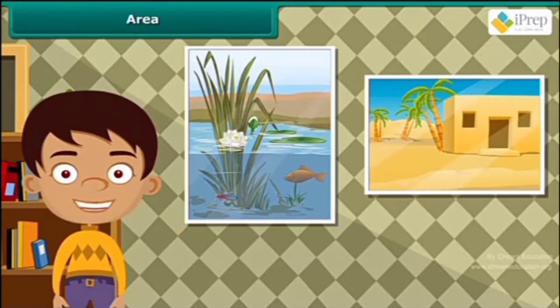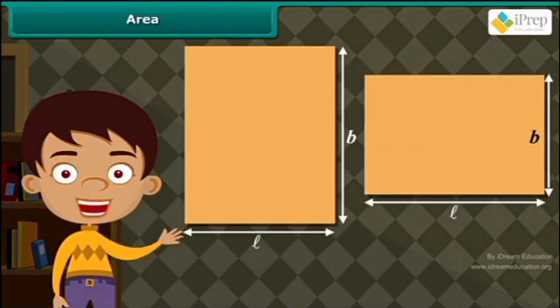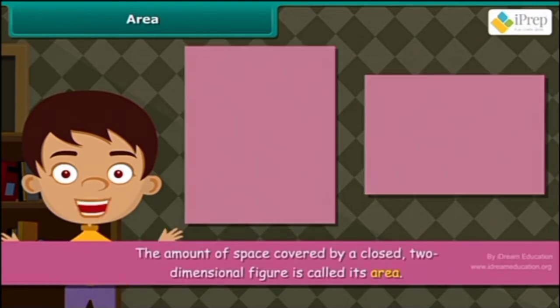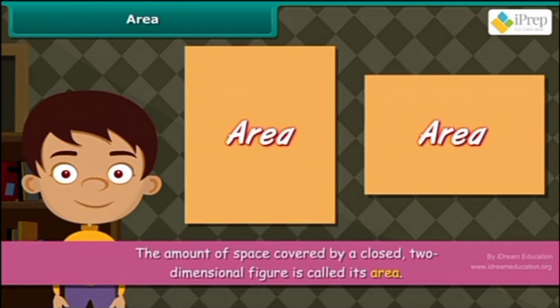Consider paintings of different sizes and compare them. The amount of space covered by the two paintings will be different. This is because the lengths and breadths of the two paintings are different. The amount of space covered by a closed two-dimensional figure is called its area. The area of one such figure can be different from the area of another such figure.